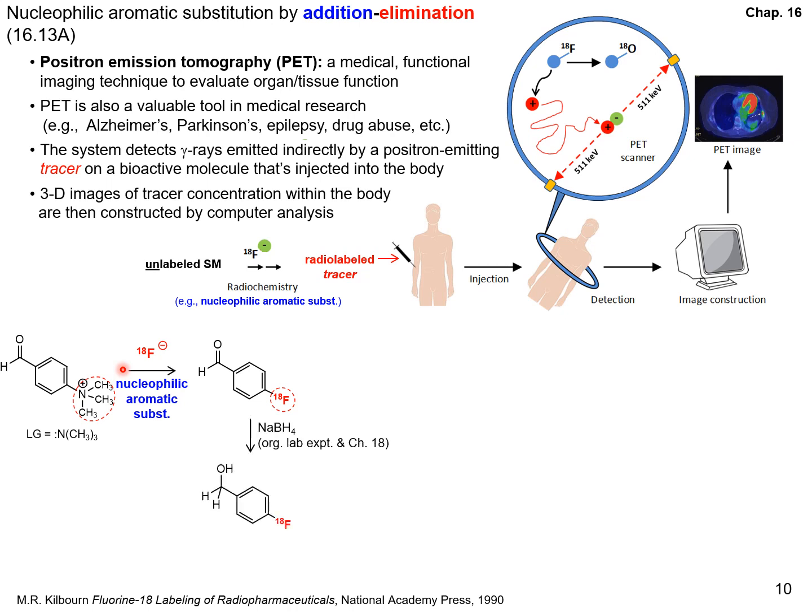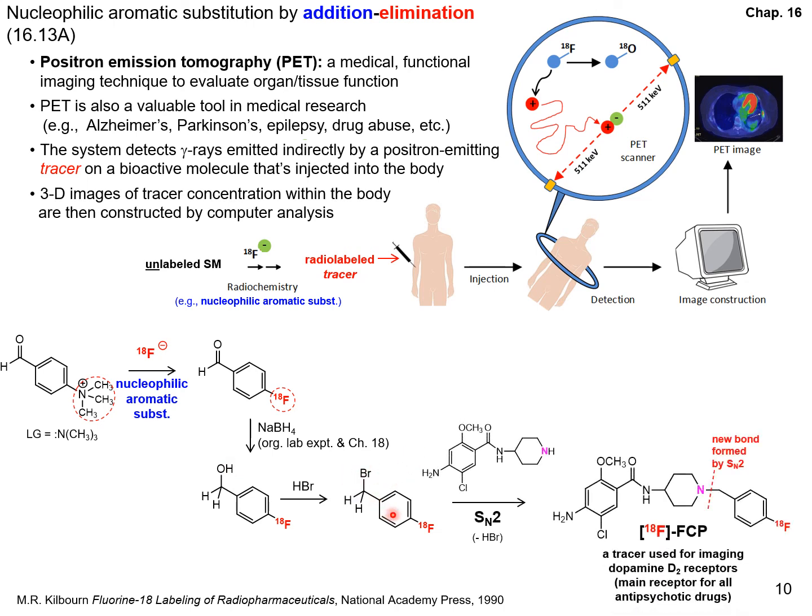F18 labeled aldehyde. They then reduced the carbonyl, the aldehyde carbonyl, to an alcohol using chemistry that we'll see in chapter 18. Using chemistry you've seen before in Organic 1, you can do a substitution on this alcohol to make this alkyl halide. They treated this radio-labeled alkyl halide with this amine. It has a nucleophilic nitrogen. An SN2 reaction takes place, and they ended up making F18-FCP, which is a tracer used for PET imaging of dopamine D2 receptors.